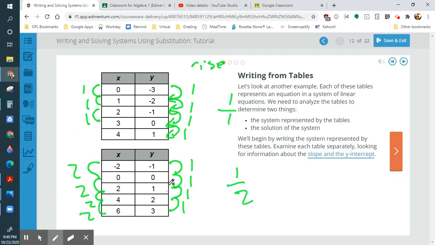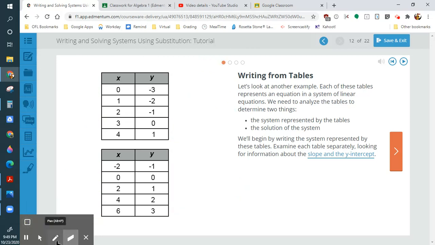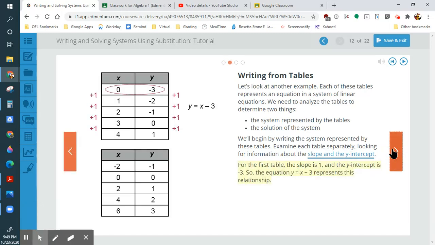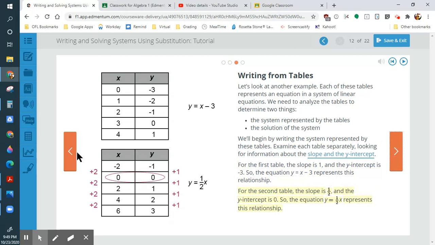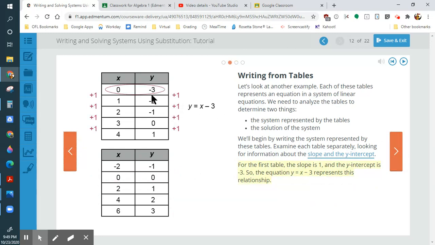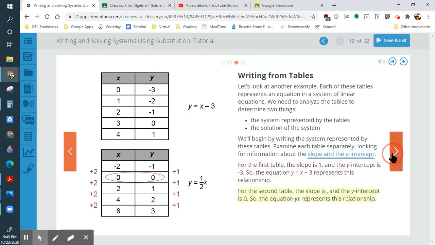Technically, we already know we're working with lines, so we don't really have to worry about it being consistent. But in the real world, if you have a table, you don't know if it's linear or not. You just look at the patterns. So you can see here how they're calculating the slope, and they're calculating the intercept by looking at where x equals 0. That's how they're coming up with this.